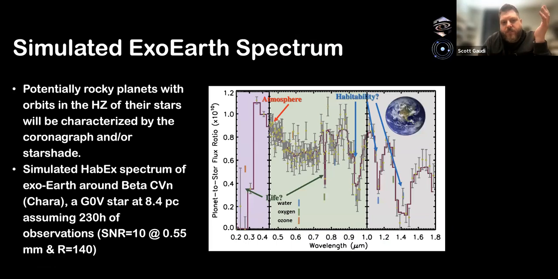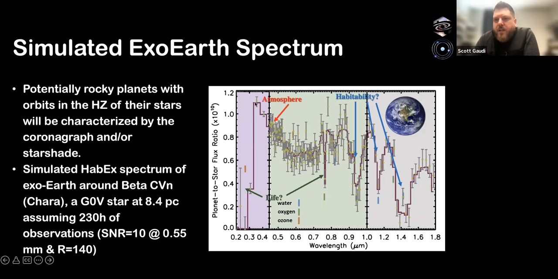And then this is obviously what we would like to see. This is a simulated spectrum of beta CVn, which is a G0 star at about 8.4 parsecs away. This is assuming 230 hours of observations with HabEx. It would be less with LUVOIR, but this is the kind of signal to noise and resolution that we baselined for this system.